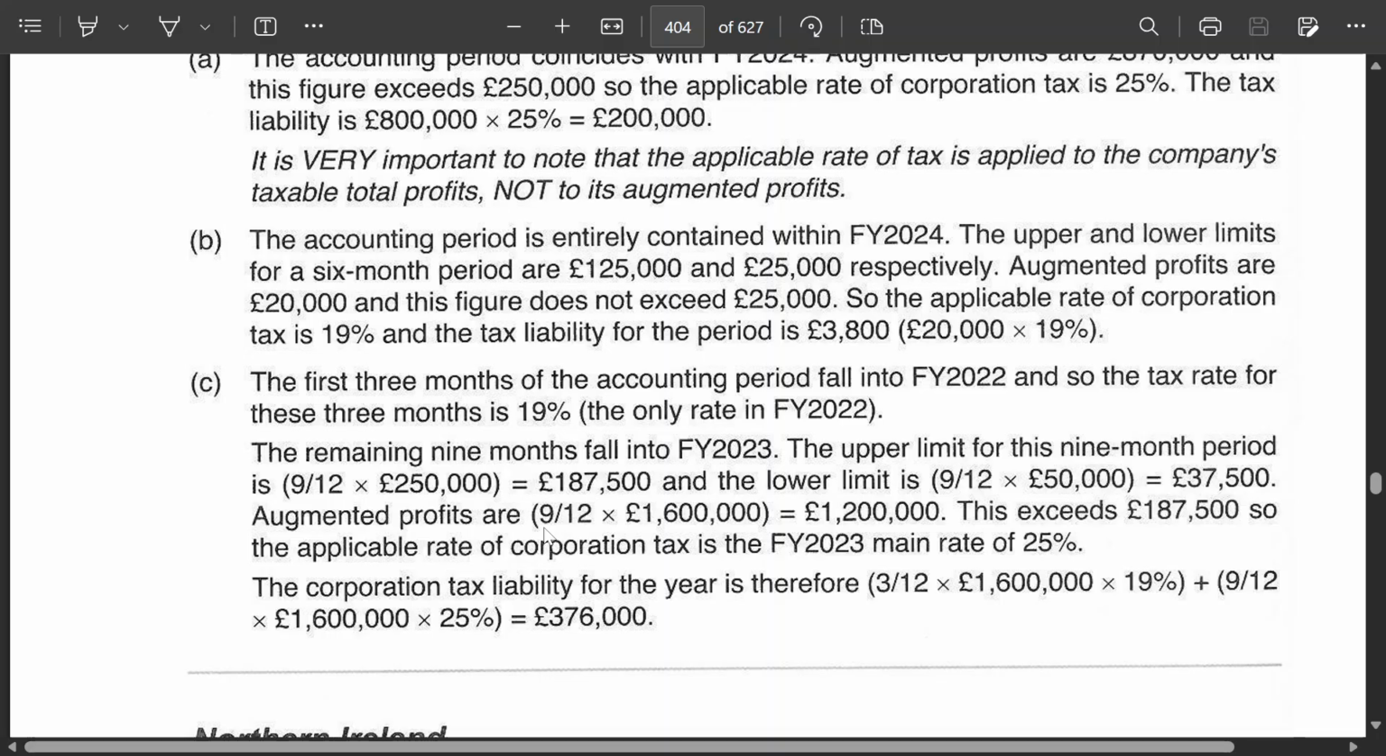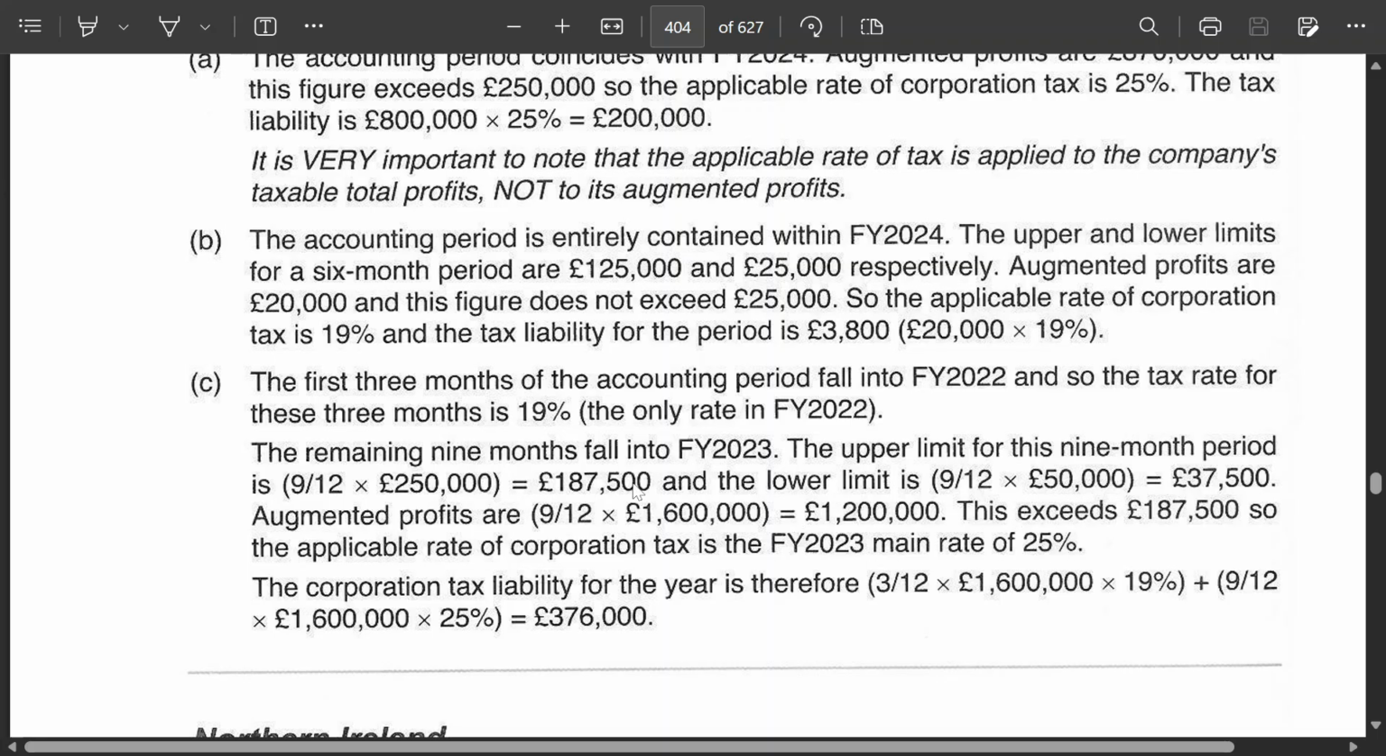So augmented profits is also, look at this, prorating is not done in this case. Here you would have done 3 by 12, but they haven't worked that part of the example. So it's 9 by 12 here because 9 months fall into this, 9 by 12 into this, which is this, right? So that's your 1.2 augmented profits. Now you compare it to 187,500. So this is more than 187,500. So the rate will be 25%.